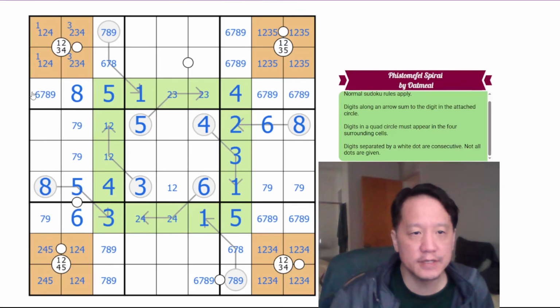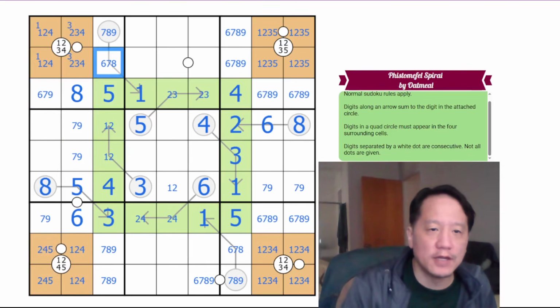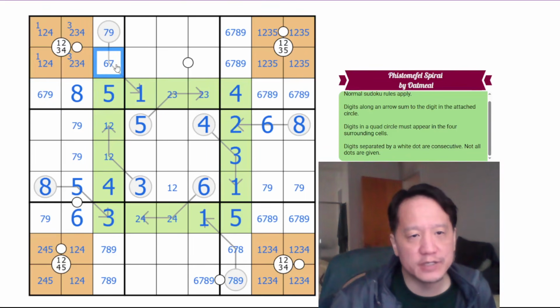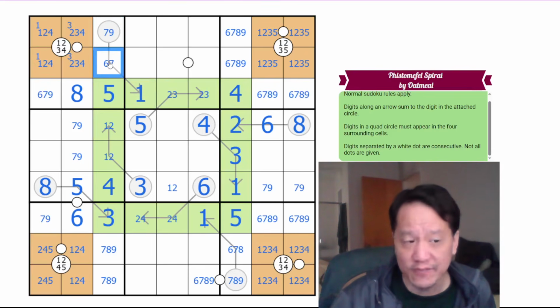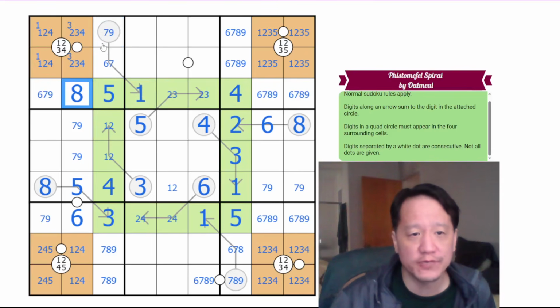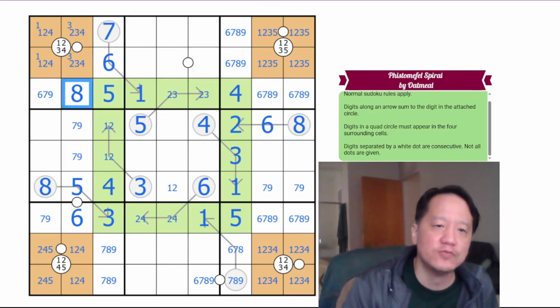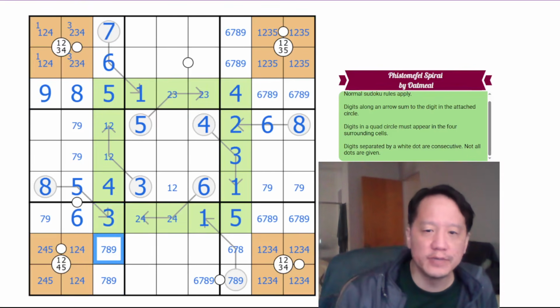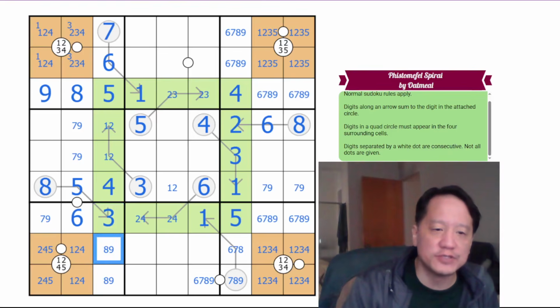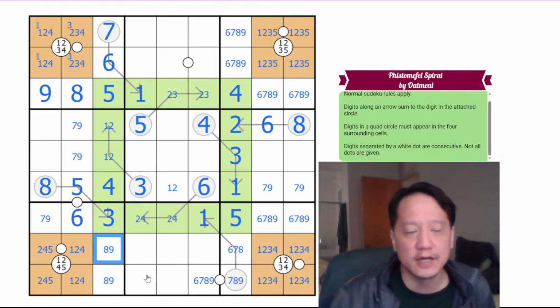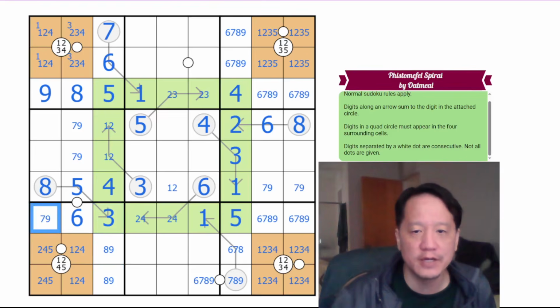8 eliminates 8 here, and 8 eliminates 8 here in the box. So what can this be consecutive? 1, 6 adds up to 7, which works. 1, 7 would add up to 8, but we can't have an 8 there because of the 8 in the box being there. So this must be 7 and 6, which makes this 9. That eliminates 7 from the rest of the column, so this is an 8-9 pair, which eliminates 8 and 9 from the rest of the box, so this can't be 9.